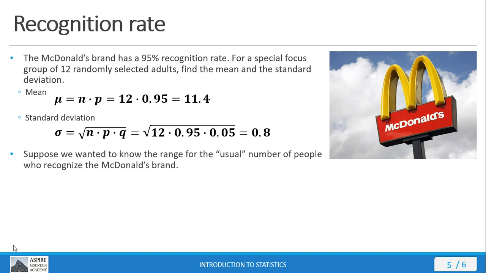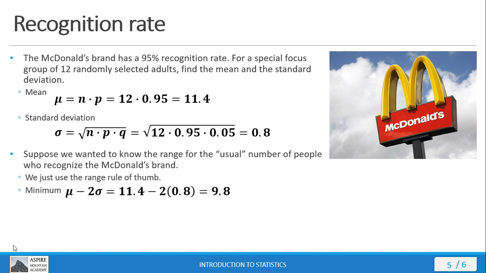Suppose we want to know the range for the usual number of people who recognize the McDonald's brand. Well, we can get that with the range rule of thumb. So the minimum value that we get, just subtract 2 standard deviations from the mean. The maximum value, we're just going to add 2 standard deviations to the mean. So there's our range of usual values between 9.8 and 13.0.